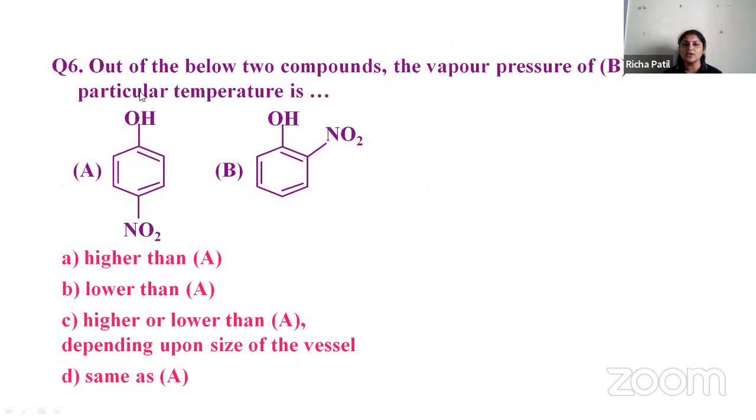So some questions. Out of the below two compounds, there are two compounds which are given. The vapor pressure of B at a particular temperature is?